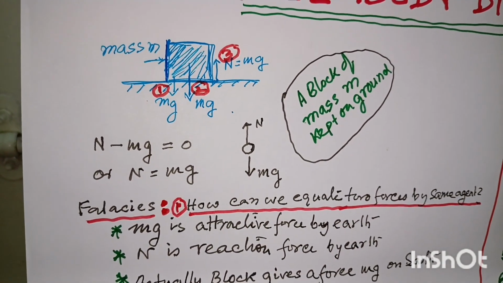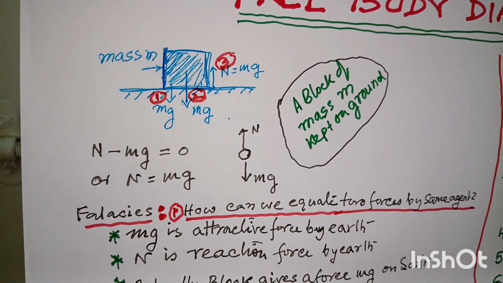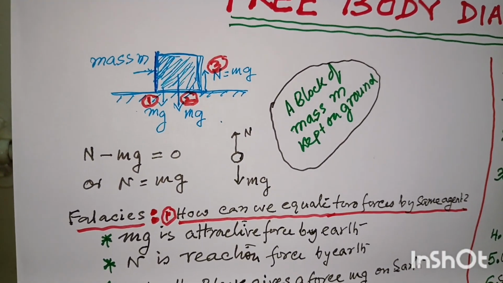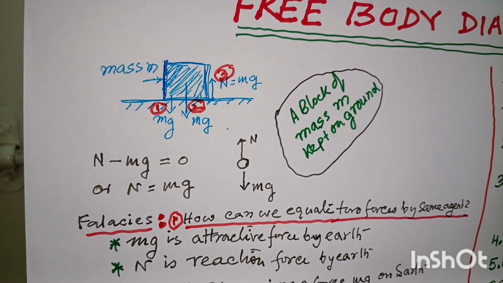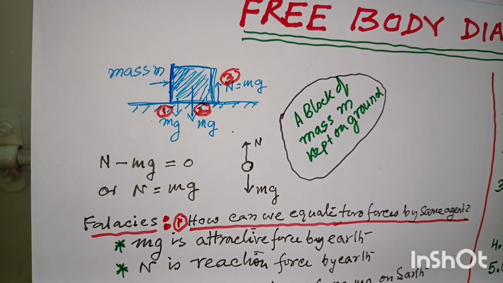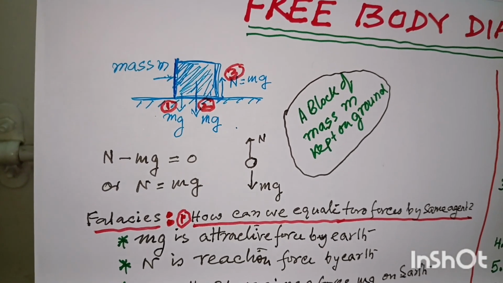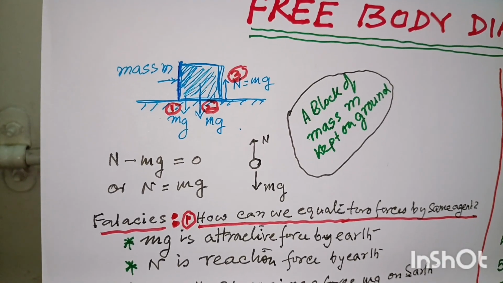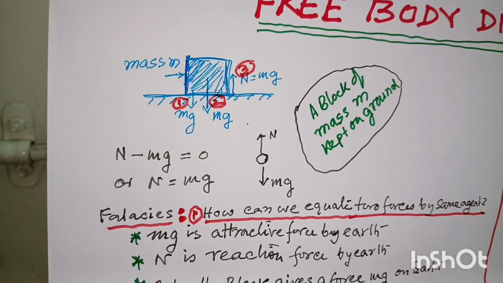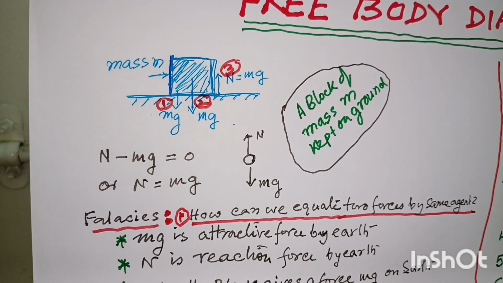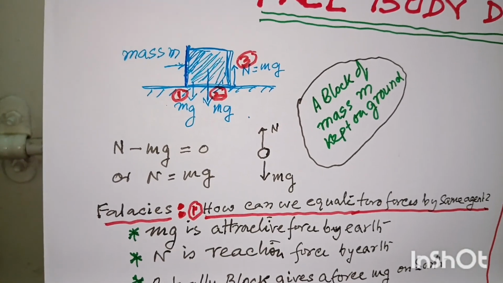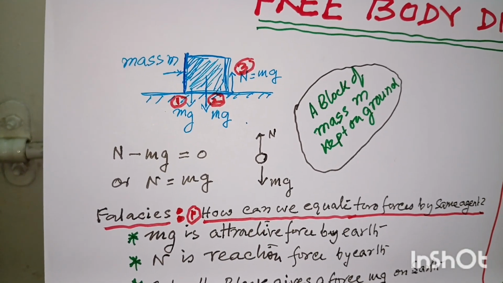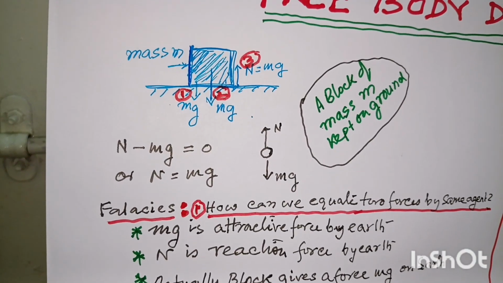Now, actually, what happens? mg is the force given by the earth, it acts downward. So, if earth gives a force on block, then who will give the normal reaction? Block will give the normal reaction. But here you see that earth is giving normal reaction. How can one agent, that is earth, give the action and reaction both? Because mg is the force given by earth and normal reaction also is the force given by earth.